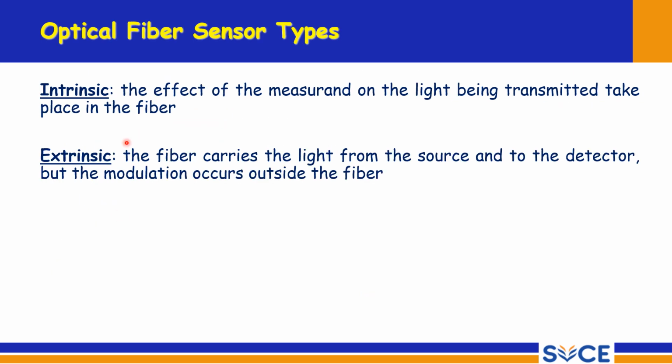And optical fiber sensor types, there are two major classifications. One is intrinsic, and another one is extrinsic. In intrinsic, the measurement and the light being transmitted take place in the fiber itself. In extrinsic, the fiber carries the light from the source to the detector, but modulation occurs outside the fiber. So modulation is taking place outside the fiber. That is why it is called extrinsic fiber.